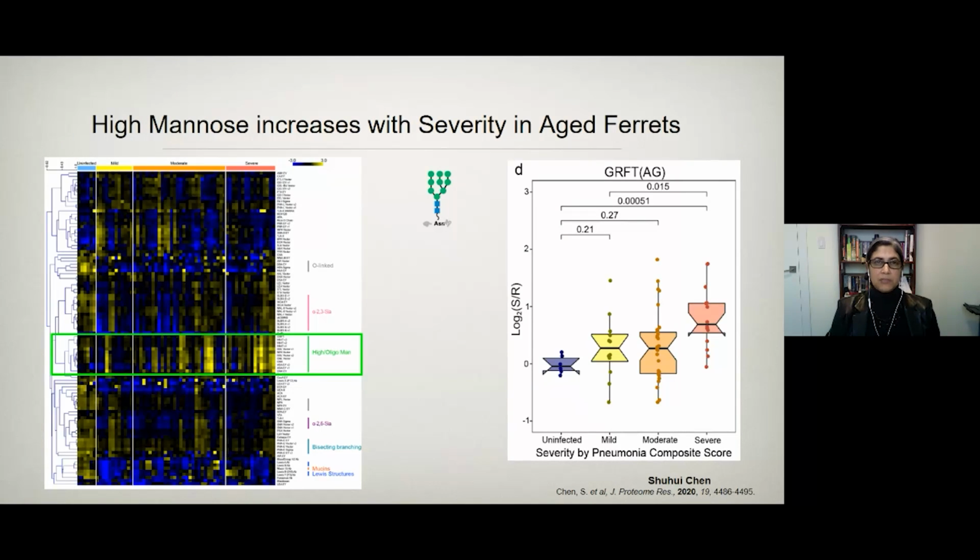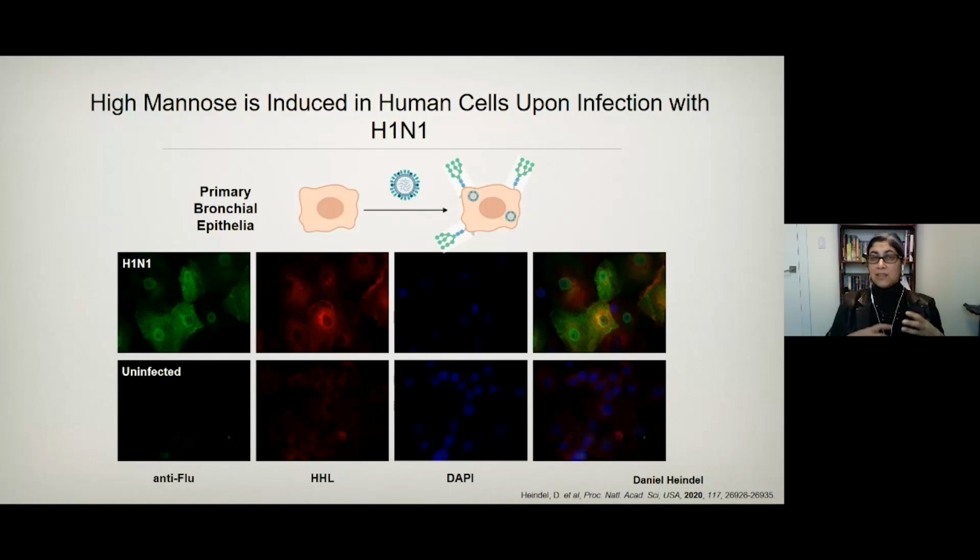Next slide, please. Okay, so that's in a ferret model, but what about something human? Now, clearly we cannot do these experiments in human. We can't take human lung biopsies. So we went to the cell culture model. We looked at primary bronchial epithelia that we infected with the H1N1 virus. And what we can see is, in infected cells, we see high levels of high mannose at the cell surface. And so you can see very clearly this sort of nice surface staining. And we also see this, of course, in the A549 model system.